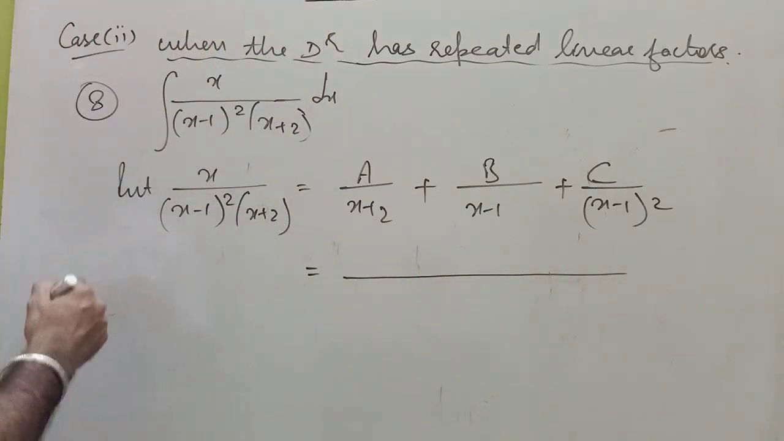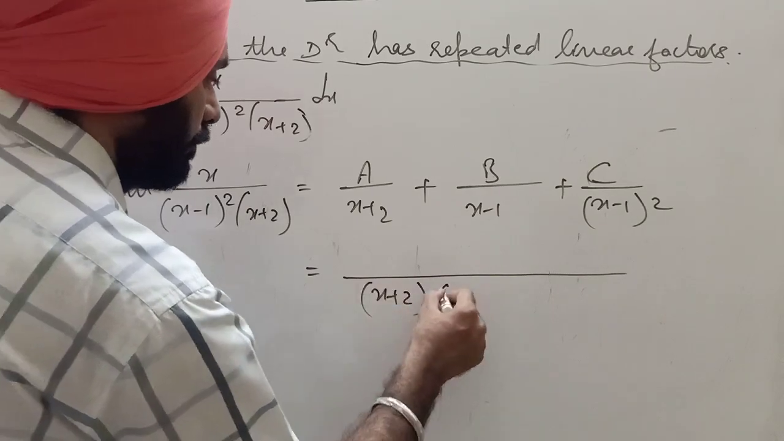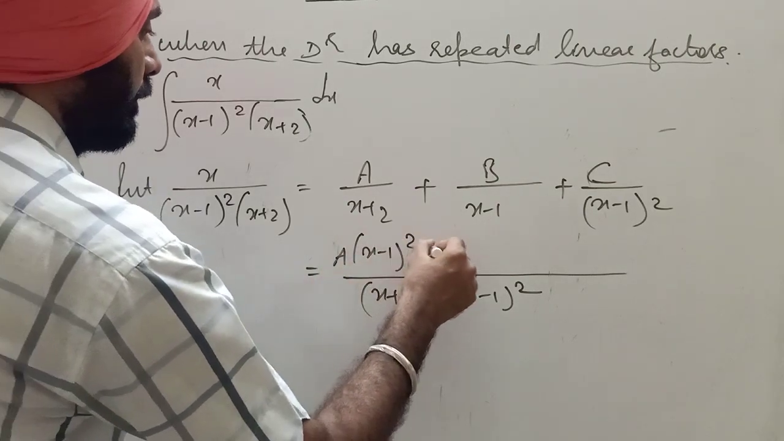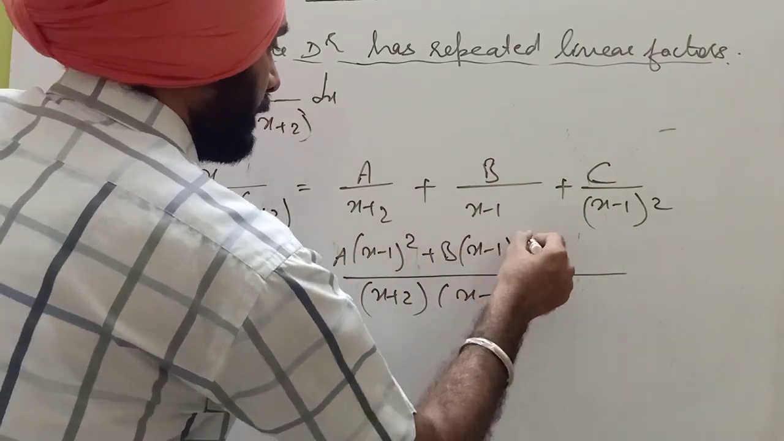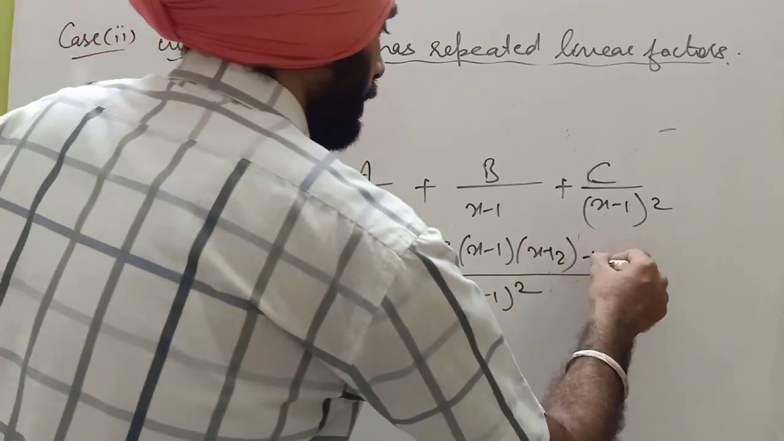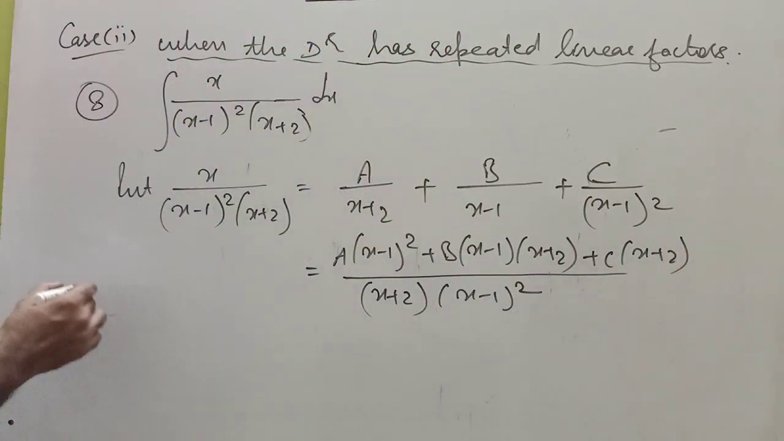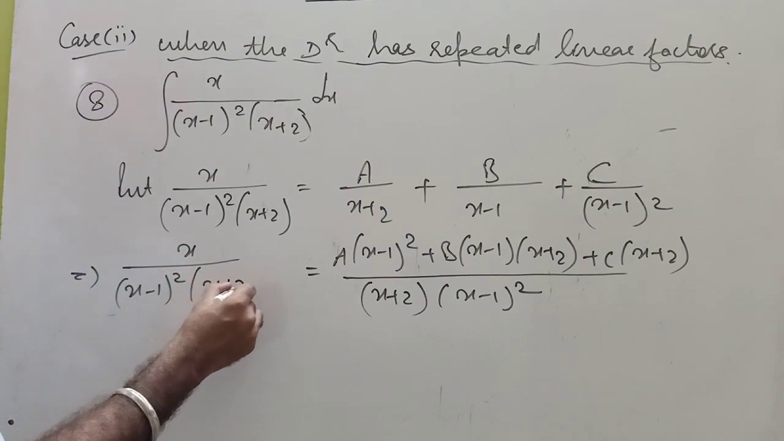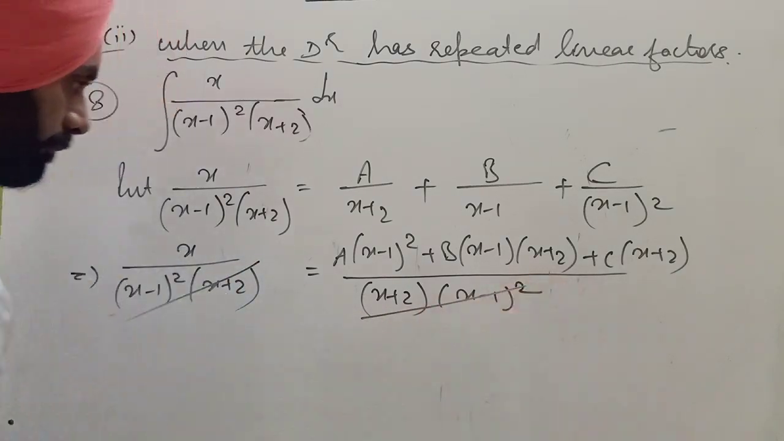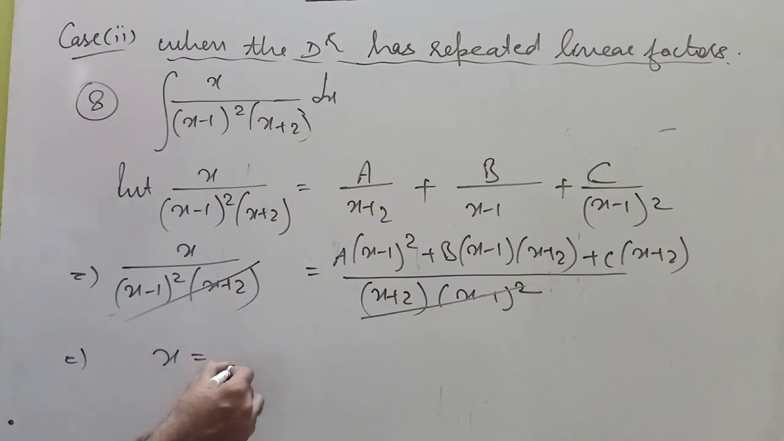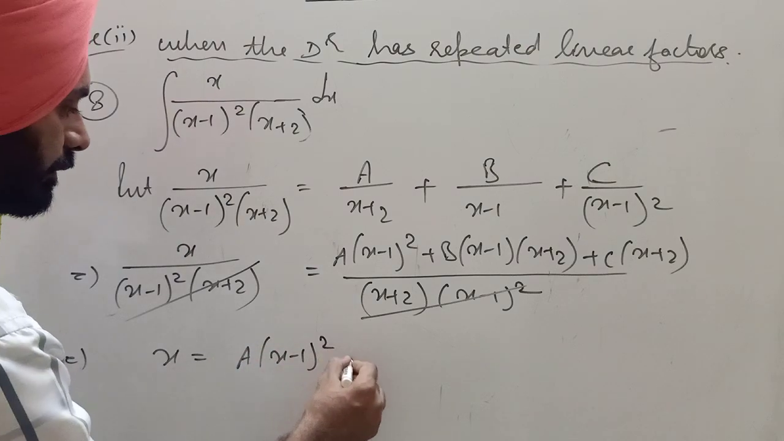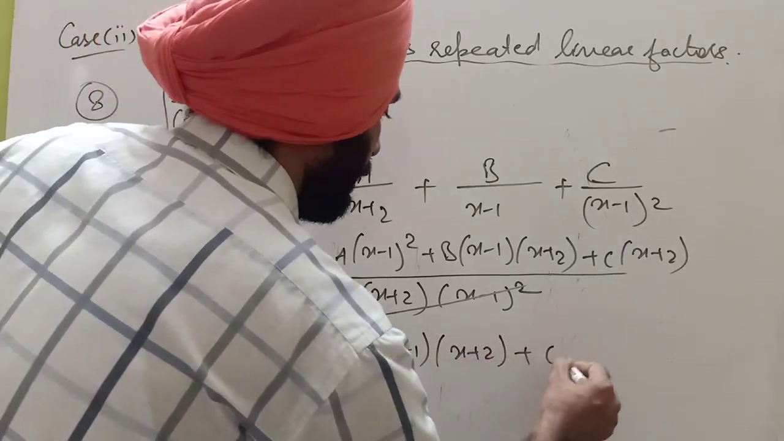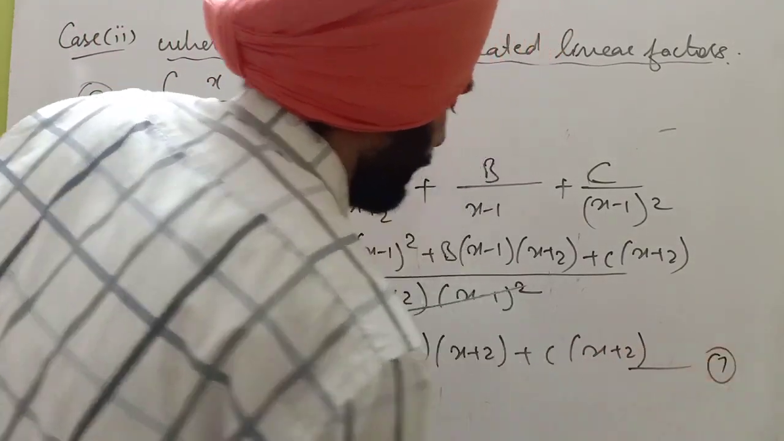LCM will be the same just like the left hand side: (x plus 2)(x minus 1) whole square. A into (x minus 1) whole square, B into (x minus 1)(x plus 2), C into (x plus 2). Left hand side is the same. Now LCM will cancel out. x is equal to A into (x minus 1) whole square plus B into (x minus 1)(x plus 2) plus C into (x plus 2), and let us call this equation number 1.